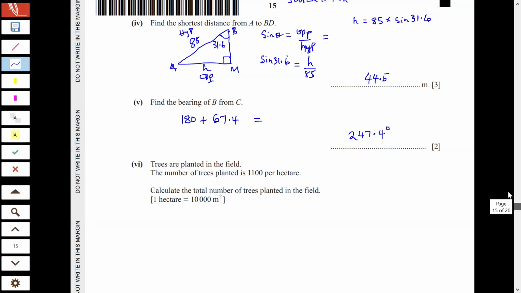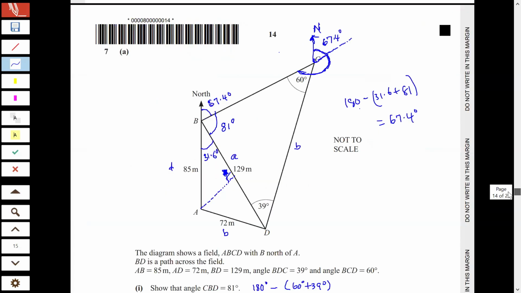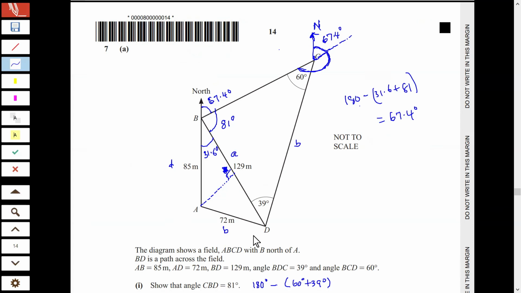So we have to start by finding the area of both triangles. The area of the small triangle plus the area of the large triangle gives us the area covered by the field. And then we can convert that to hectares and then find the total number of trees planted. So we have to go back to the question.